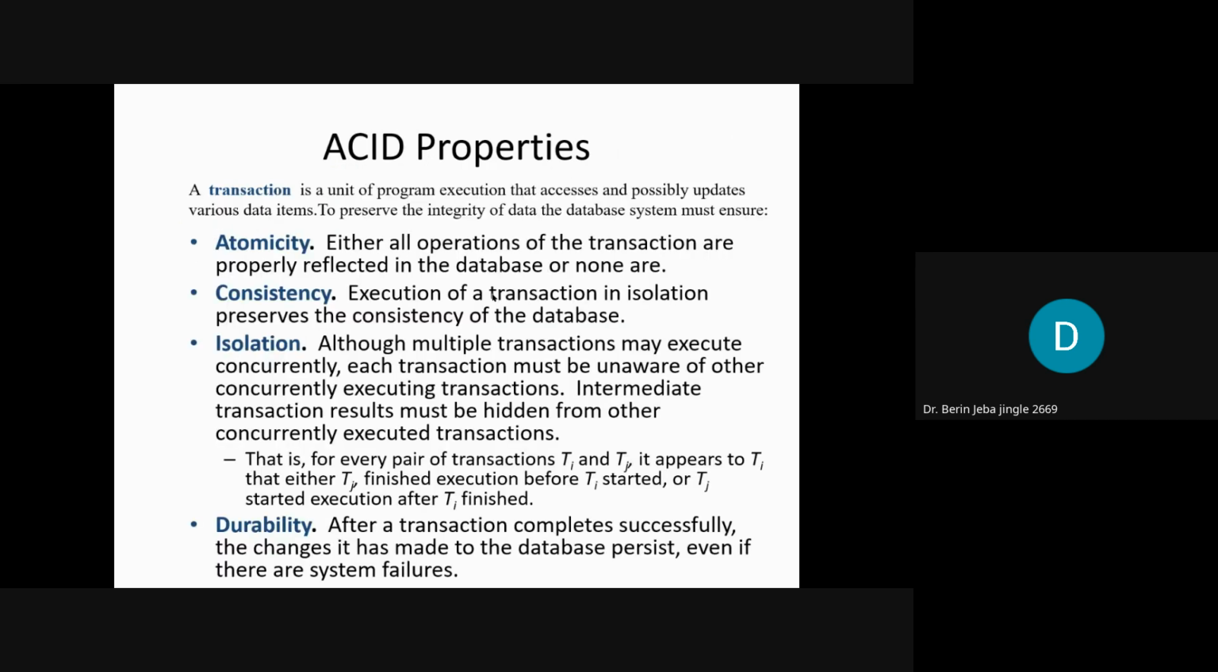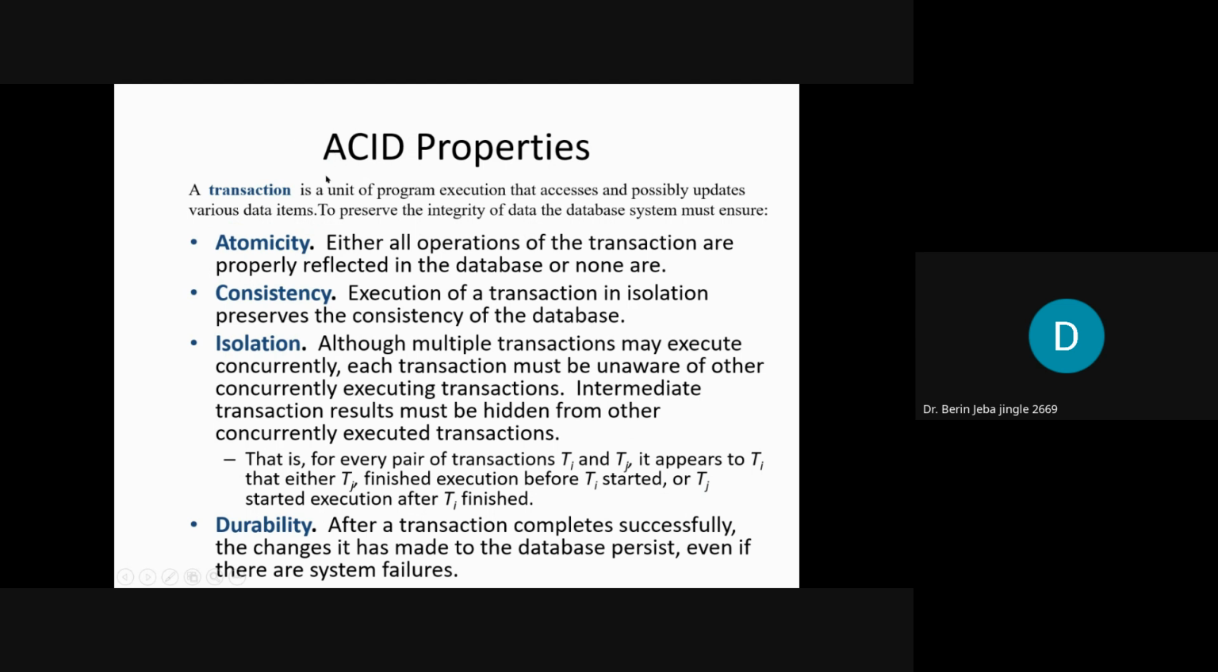Next we are going to study the ACID properties. In order to maintain consistency, you know what consistency is. Whatever transaction we are doing, there must be an immediate update in the database. Otherwise, it leads to confusion. So there must not be an inconsistent database. In order to achieve a consistent database, we go for ACID properties.